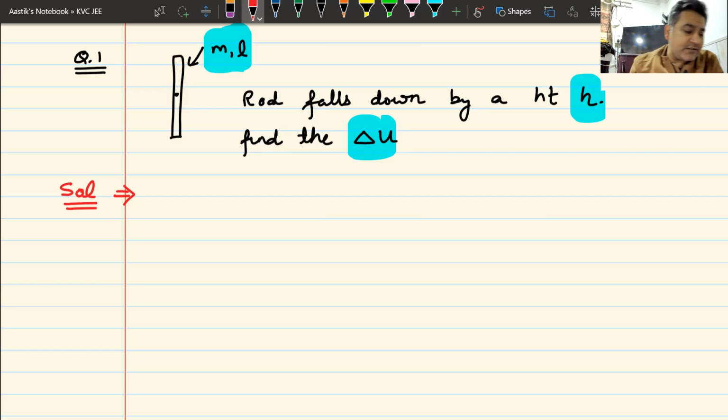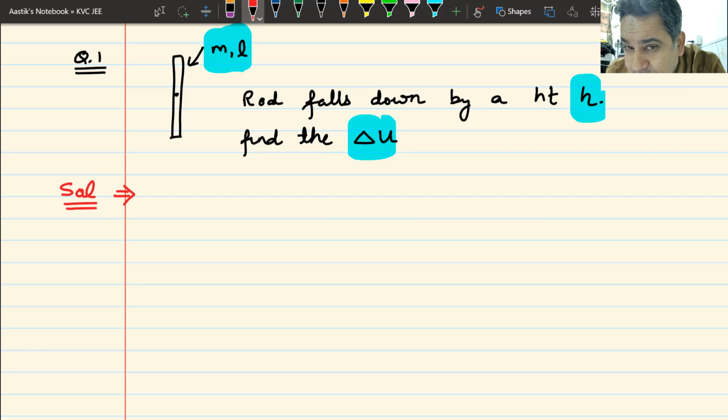Find the change in gravitational potential energy. Anyone with an answer? MGH, sir. Plus MGH. Plus or minus? Change is always final minus initial. Remember that. Plus and minus makes a hell lot of difference because both of the options will be there. Minus MGH.